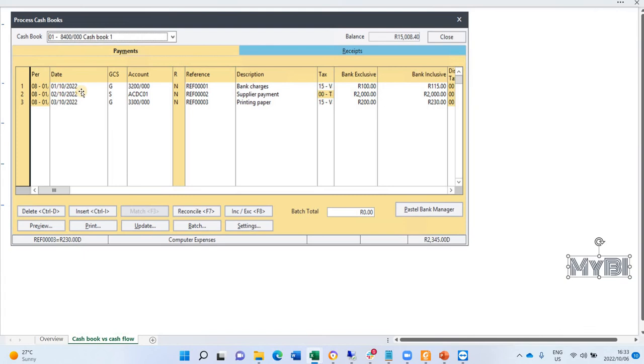The second line is on the 2nd, that's the day later. You can process over multiple days. That's processed directly to a supplier's account, and that's got a reference of ref 00002, supplier payments in the description, and that's a 2,000 Rand payment. And the third line is on the 3rd of October, directly to GL again, 3,300, with ref 00003 as reference, printing paper, and a 15 VAT type, and it's got a 200. Let's see what the actual general ledger entries look like.